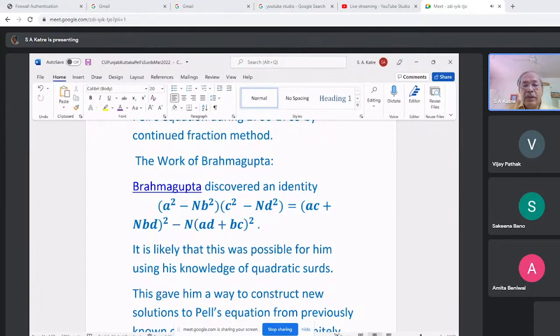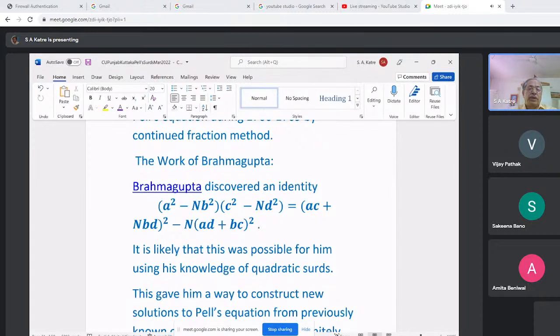the interesting thing is that the answer can be written in the same form. If you multiply, you will see (ac plus n b d) square minus n times, n is common, n times (ad plus bc) square. So it is some square minus the same n into another square.